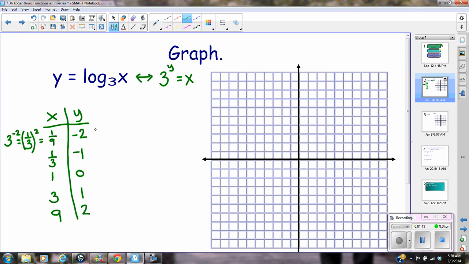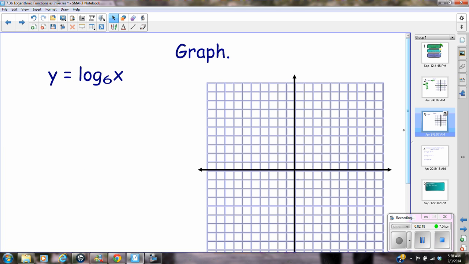So we work backwards here. We put in values of y to get our values of x, and then we just graph those ordered pairs. So if I go 1/9 just over a little bit, down -2, 1/3 down -1, 1, 0, 3, 1, and 9, 2. And this is what the graph of the logarithmic function is going to look like. You'll remember that our exponential graphs kind of looked like this. The logarithmics are going to look just the opposite. They'll look like this.